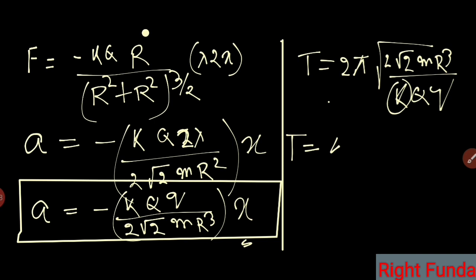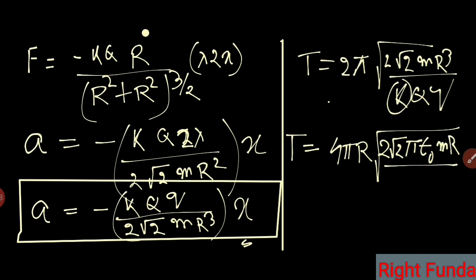This is equal to 4 pi R into under root of 2 root 2 pi epsilon naught into M R divided by Q. This is the time period of oscillation of the rod along the axis.